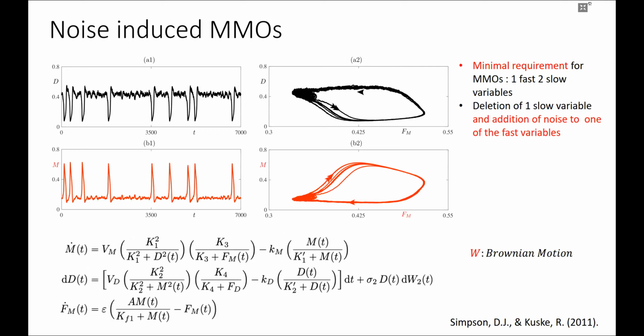And this is in line with other work that has been done about the robustness of MMOs to noise. And although the minimal requirement for MMOs is one fast and two slow variables, what we did was that we deleted one slow variable. Now it's considered a parameter, and we added a noise term in one of the two fast variables. And again, we have this behavior of mixed mode oscillations that this time are purely driven by noise, as you can see from the time series and the phase plane. And again, there has been work in this area, as you can see in this reference.